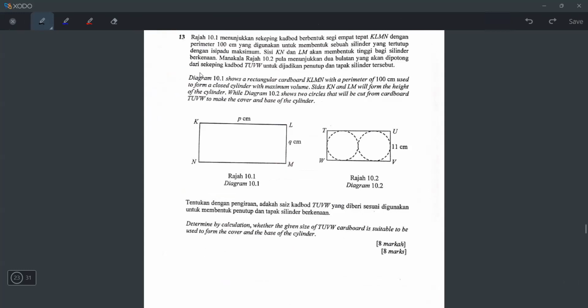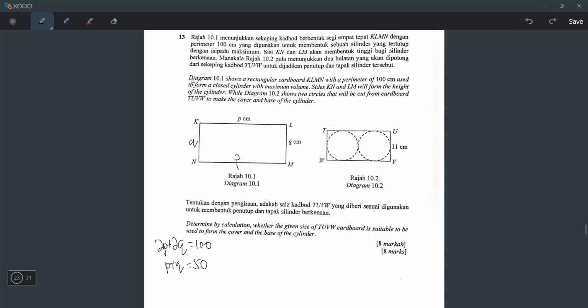Let's go. 13. Diagram 10.1 shows a rectangular cardboard with a perimeter 100 cm. Stop right there. If they say KLMN perimeter is 100, it means here is P, here is also P, here is Q, here is also Q. It means 2P plus 2Q equals 100 because perimeter is 100, and P plus Q is 50. I have my first equation already.